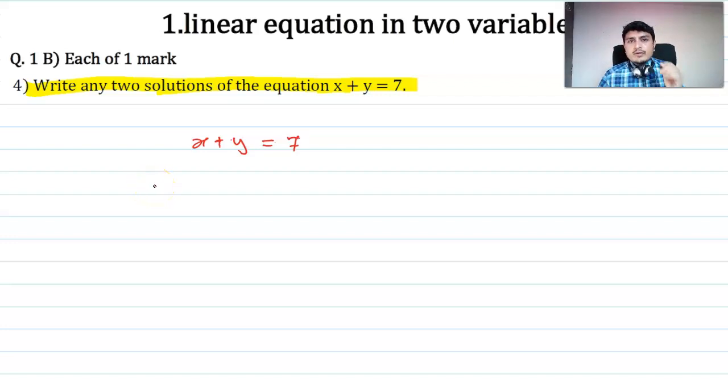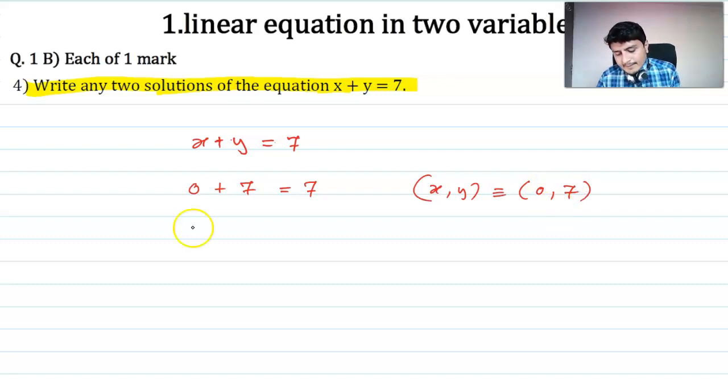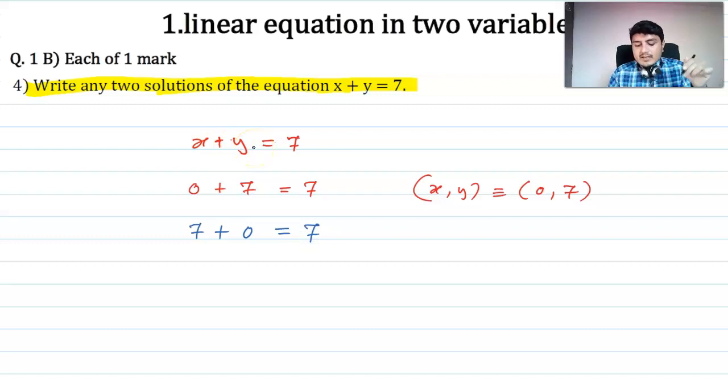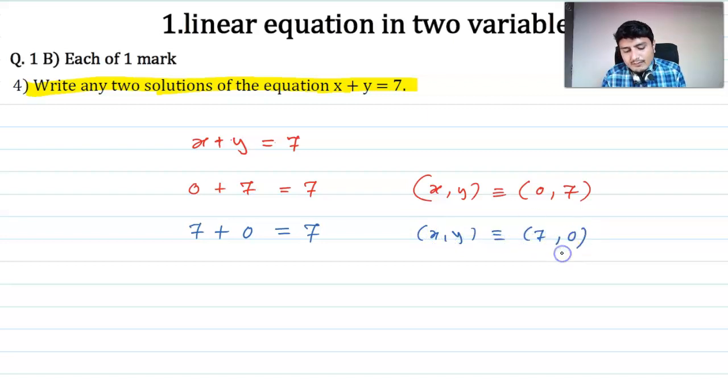Once we assume that the value of x is 0 and y is 7, then 0 plus 7 equals 7. So one solution is x comma y equals 0 comma 7. Now you may replace x by 7 and y by 0. Our target is to find two numbers whose addition equals 7. So 7 plus 0 equals 7. Here we have the other solution, where x is 7 and y is 0.